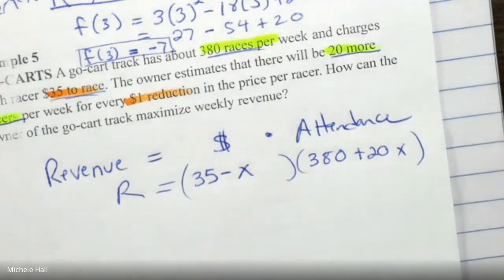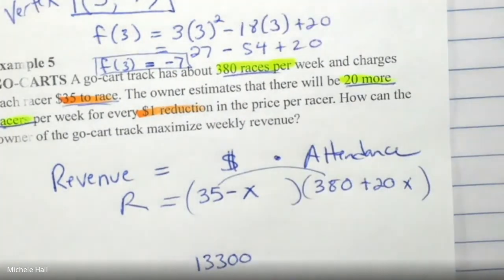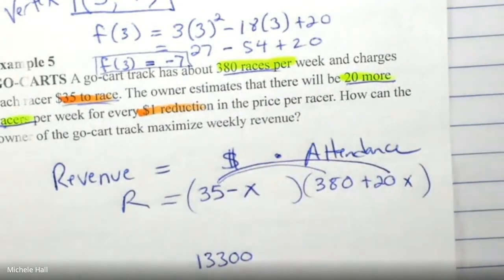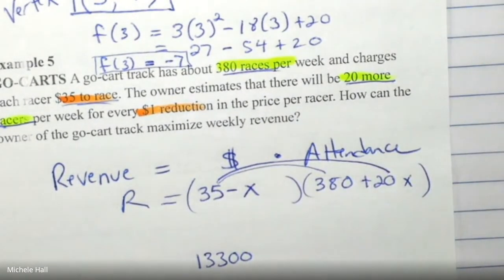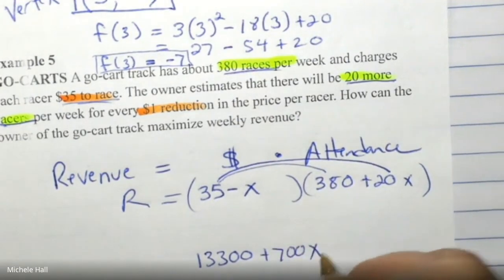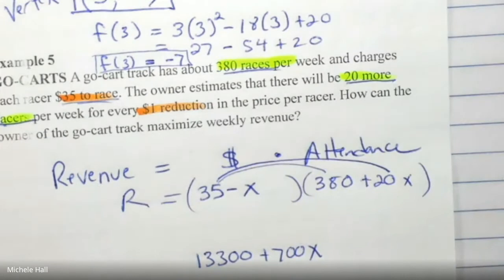I'm going to use my calculator on this word problem. Let's see. Do you guys know how to multiply like this? So you do 35 times 380. It's like doing the distributive property 4 times. And then I do 35 times 20x. So 35 times 20 is going to be 700x. I'm all done multiplying with the 35.